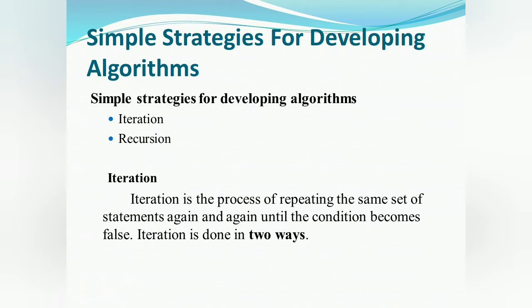Iteration is the process of repeating the same set of statements again and again until the condition becomes false. Iteration involves repeating a block of code until a condition is false. During the iteration process, the program makes multiple passes through a block of code. Iteration can be achieved using loops. The iteration can be in two ways.